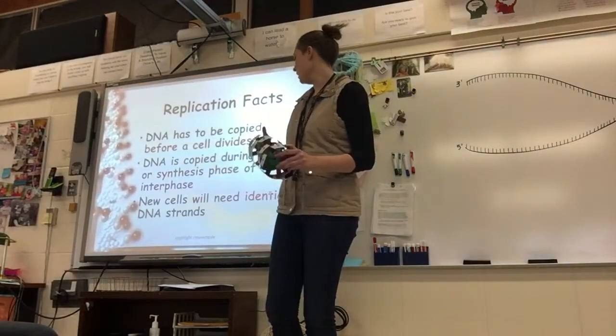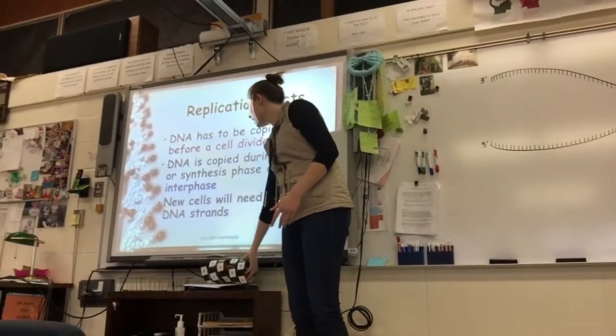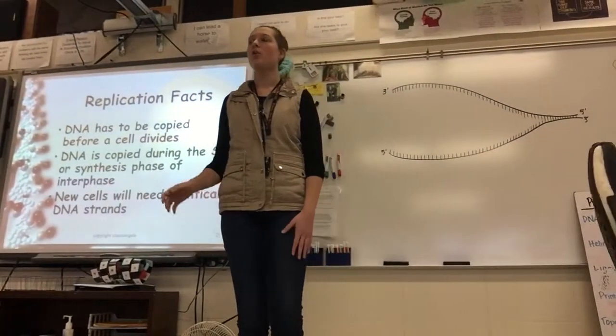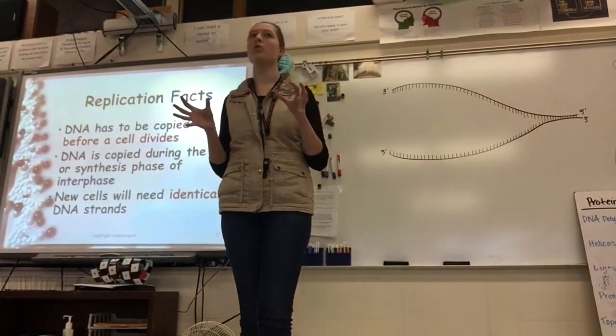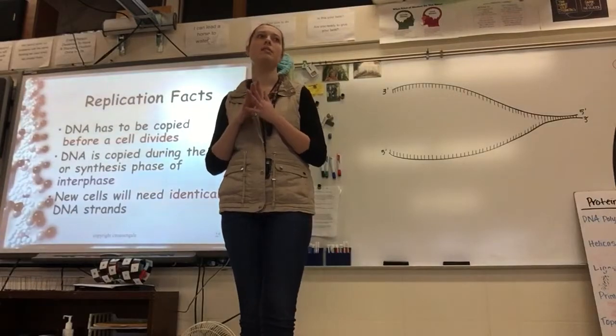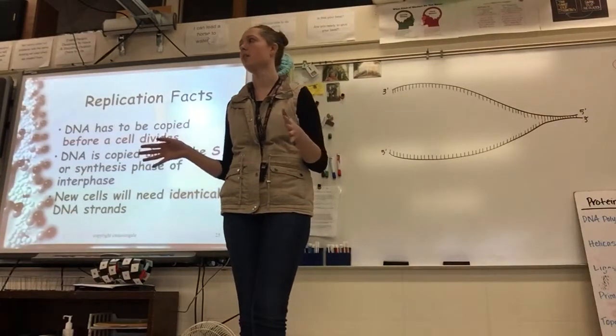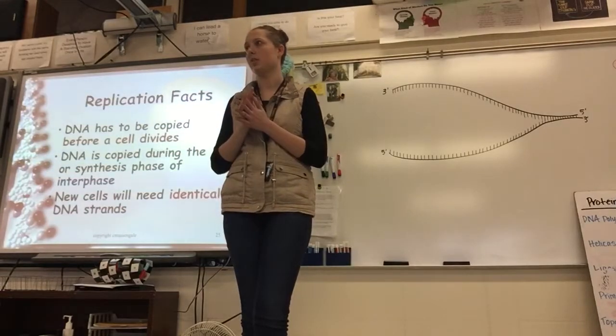When we are replicating it, we need to replicate it so that when the cell divides in mitosis, we have enough DNA that both of those two daughter cells get exactly the same amount. All of the DNA is copied. All of it is there. Those cells can be successful.